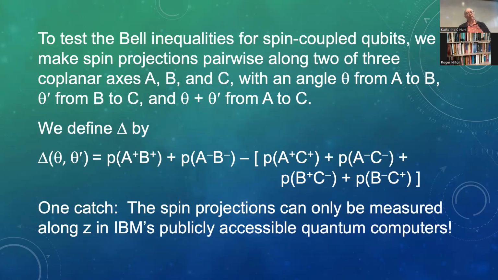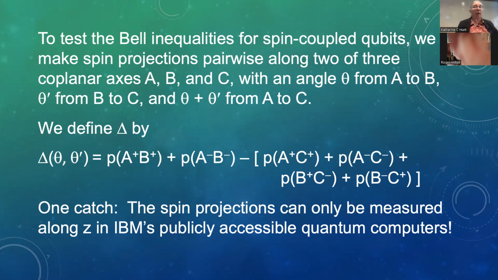So to test the Bell inequalities for spin-coupled qubits, what we did was to make measurements pairwise along 2 of 3 coplanar axes. So we picked axes A, B, and C and had angle theta from A to B, theta prime from B to C, and then theta plus theta prime from A to C. And we constructed a differential delta that is the difference between P of A plus B plus and A minus B minus, and then subtracted off the right-hand side of the Bell inequalities to get a quantity which should be negative all the time if the qubits behave classically, but could be positive quantum mechanically.